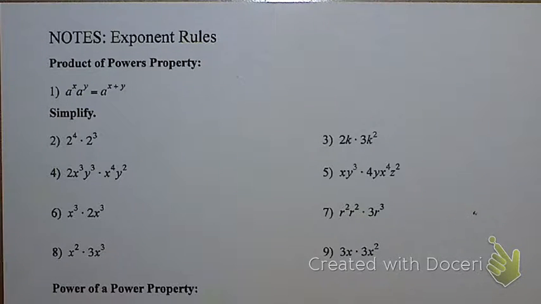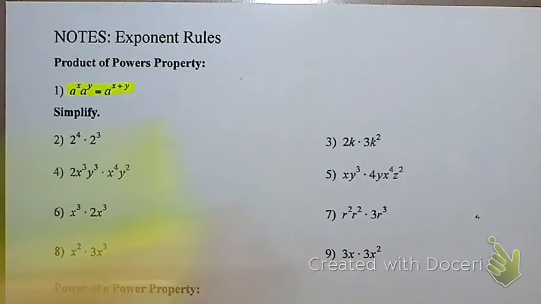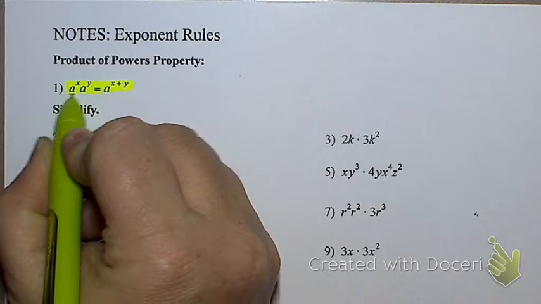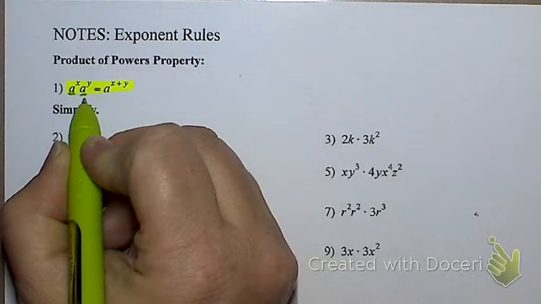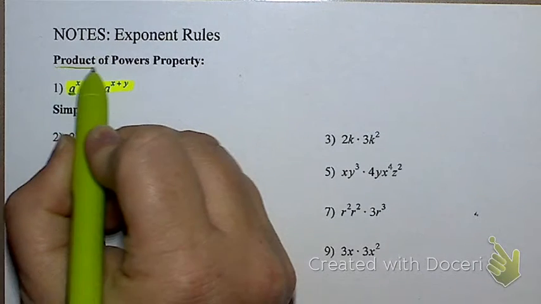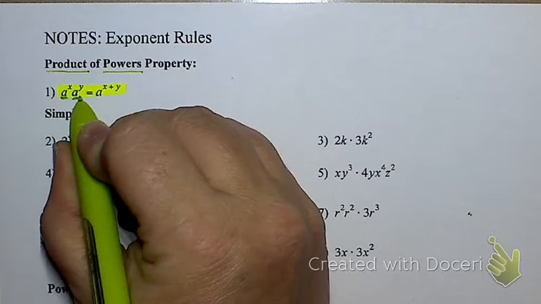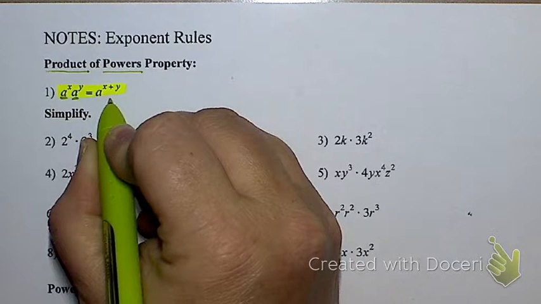Exponent rules. So hopefully this is somewhat of a review for you. But we have two rules that you're going to need to know. One is called the product of powers property. So I have a power, a to the x, and another power, a to the y. And those two things are being multiplied, right? That's why we're talking about it being a product of powers. When you have bases that match, the result is that you add the exponents.